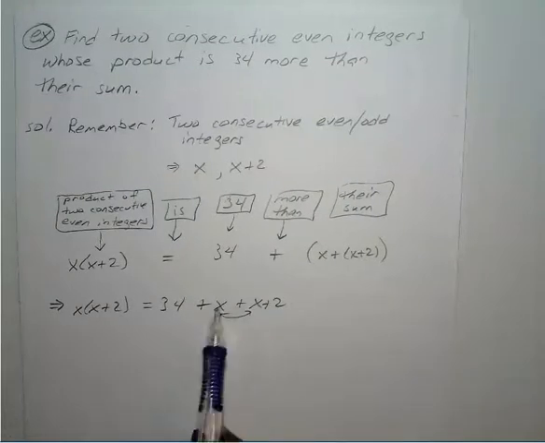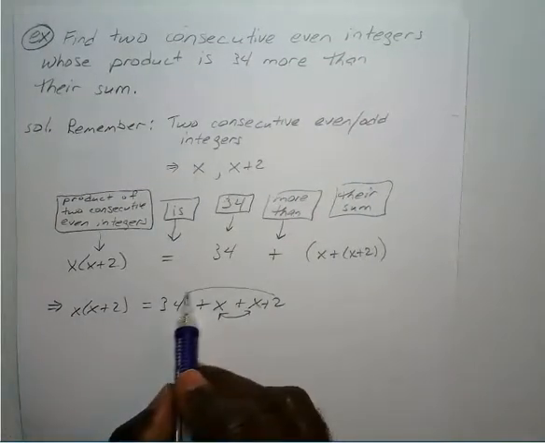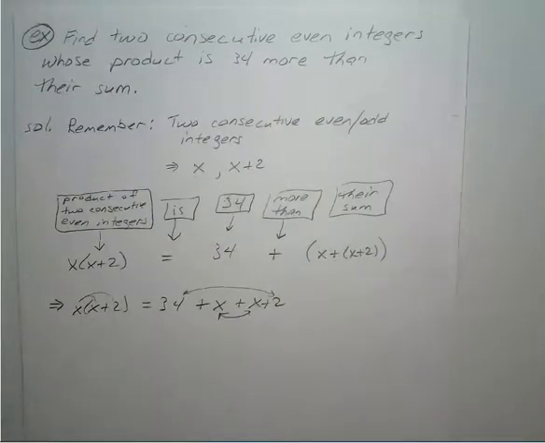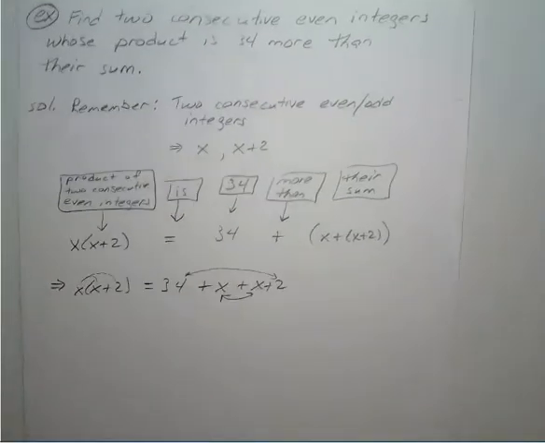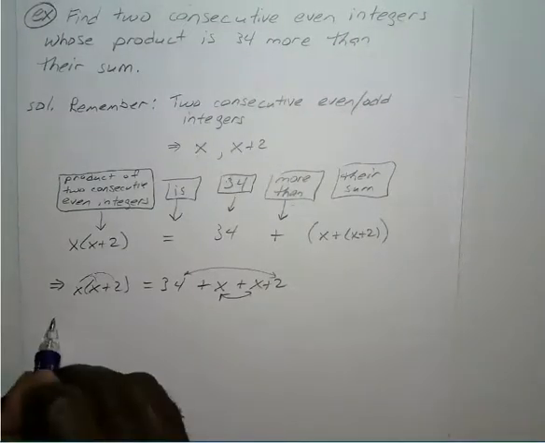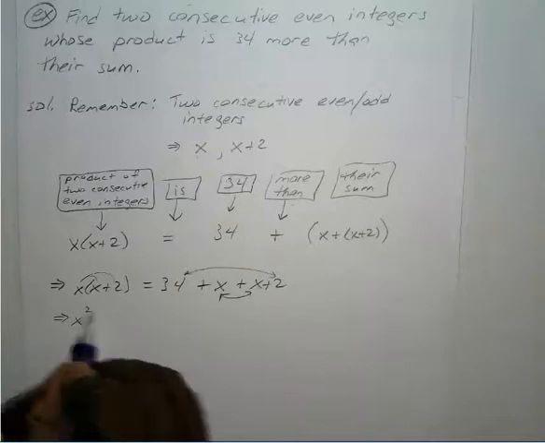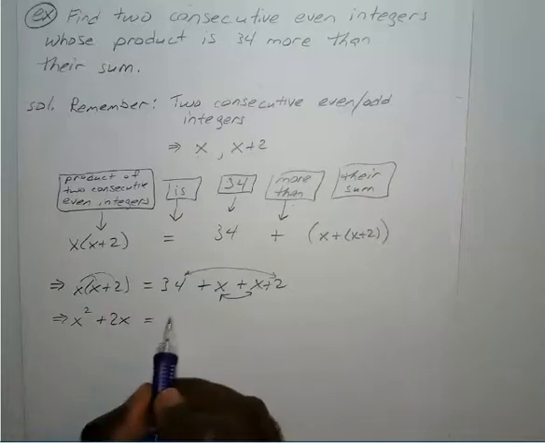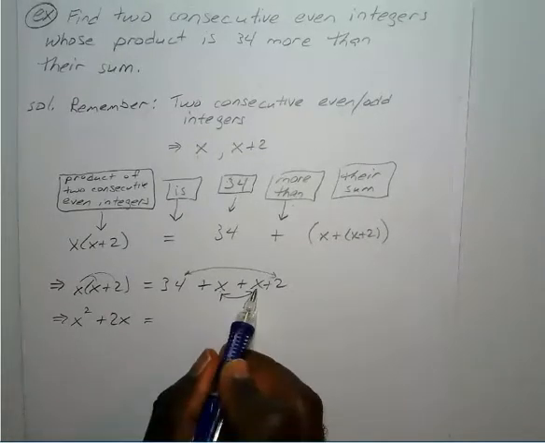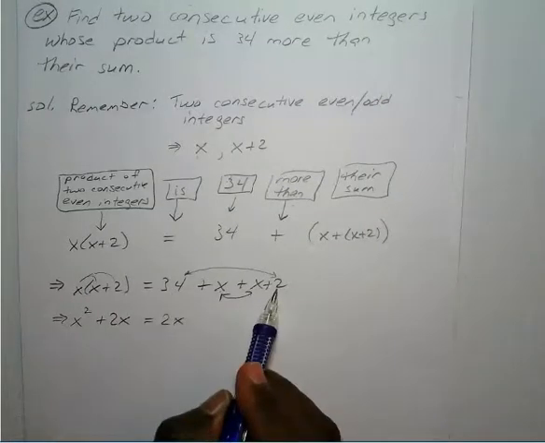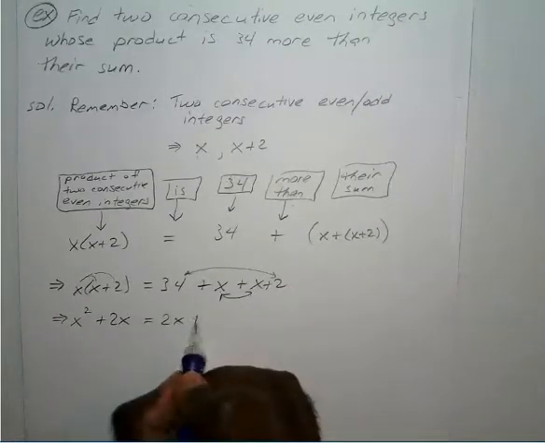So we can combine those two x values. We can combine those two values, and we can even go ahead and distribute to get rid of those parentheses. If we distribute this one, you have x times x, which is x squared, x times 2, so you have plus 2x, equals x plus x is 2x, 34 plus 2 is 36.